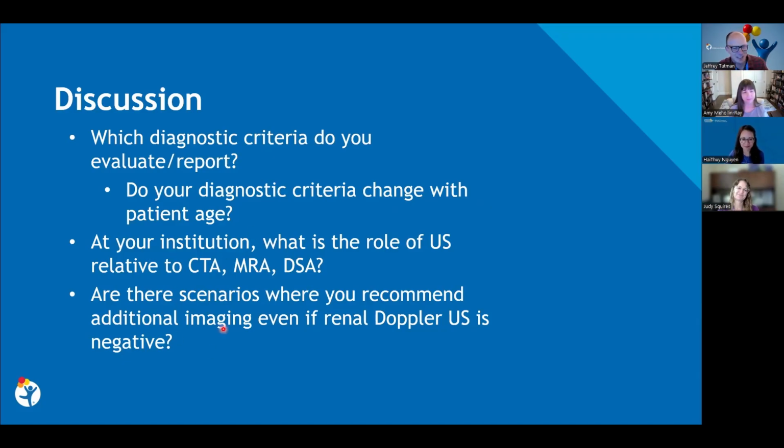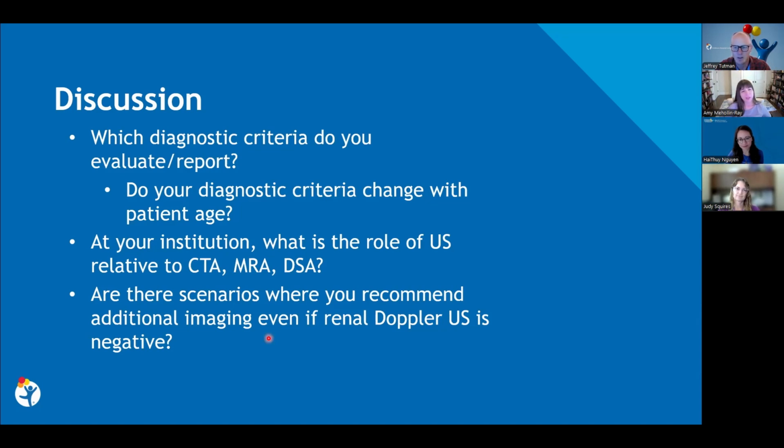Okay, and the next question was, in your reports, if you have a negative renal Doppler, do you ever recommend additional imaging if they have a really specific, high-suspicion clinical scenario? I showed in ours that we have those two caveats, if there's low or high clinical suspicion, but I'm curious if you ever specifically recommend additional imaging, even if the Doppler's negative.